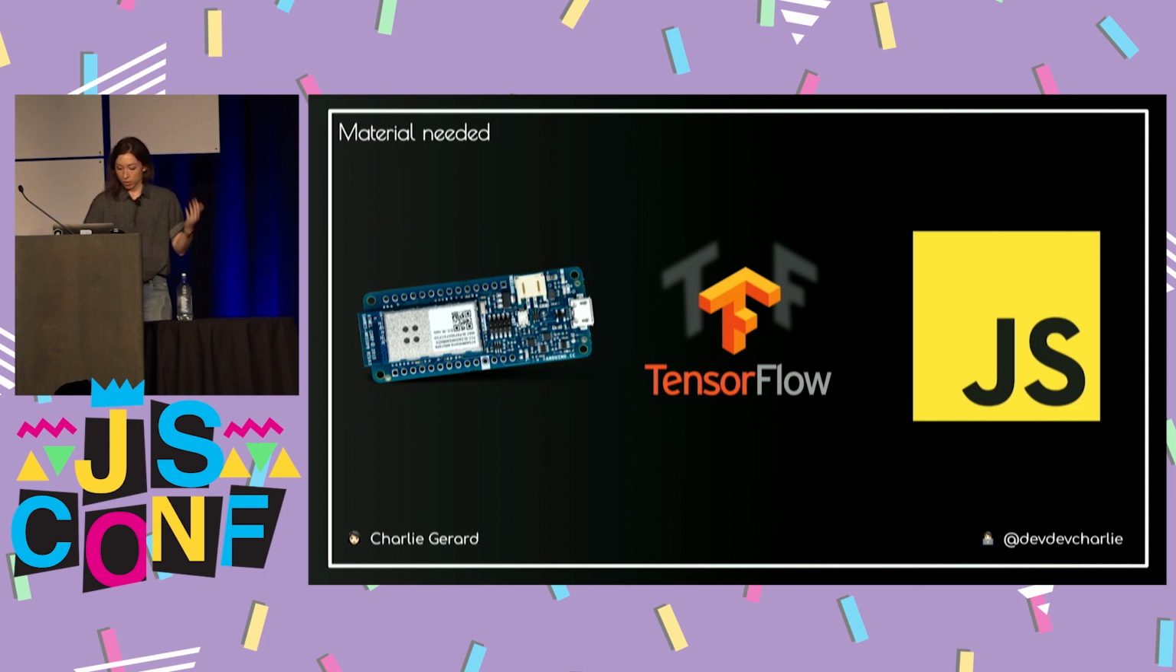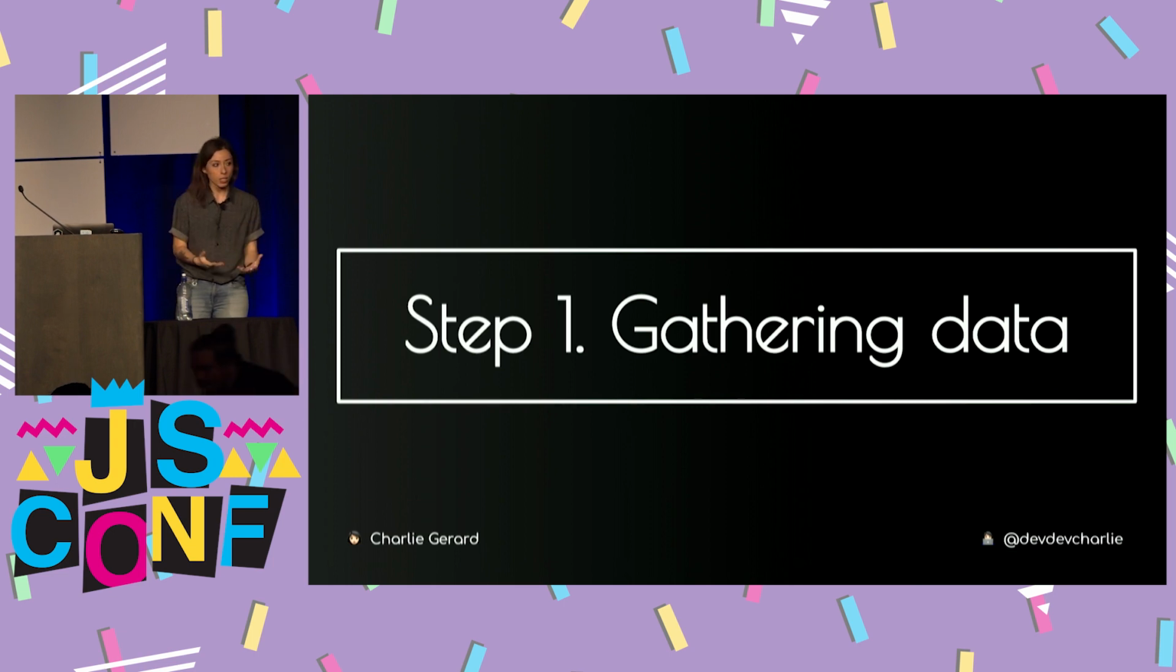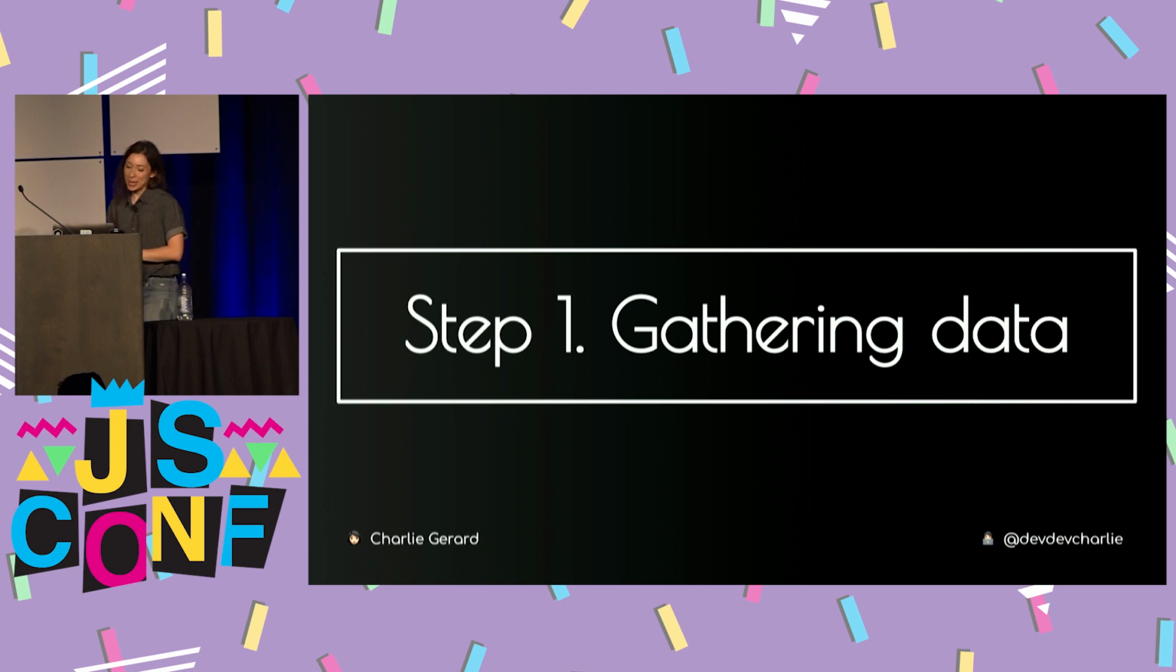OK, so step one, gathering data. At first, we got nothing, right? We just have an idea. We want to be able to play Street Fighter with our body movements. And what I mean by that is that when I want to punch, then I'm just going to actually punch. And then there's three movements. I have punch, uppercut, and Hadouken. I don't know if they're the real names, but let's just call them like that.